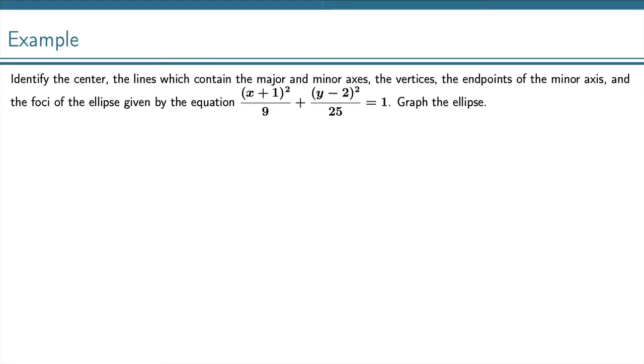Identify the center, the lines which contain the major and minor axes, the vertices, the endpoints of the minor axes, and the foci of the ellipse, given by this equation. Then graph the ellipse.